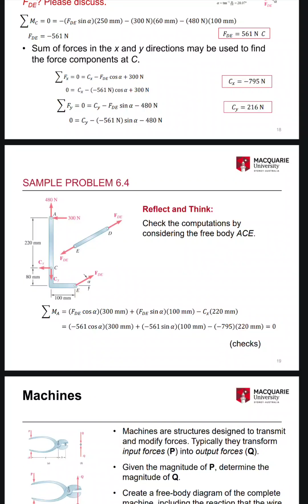So reflect and think. Check the computations by considering the free body ACE. Sum MA equals FDE cos alpha times 300 mm plus FDE sine alpha times 100 mm minus Cx times 220 mm equals 561 cos alpha times 300 mm plus negative 561 sine alpha times 100 mm minus negative 795 times 220 mm equals 0. Checks.